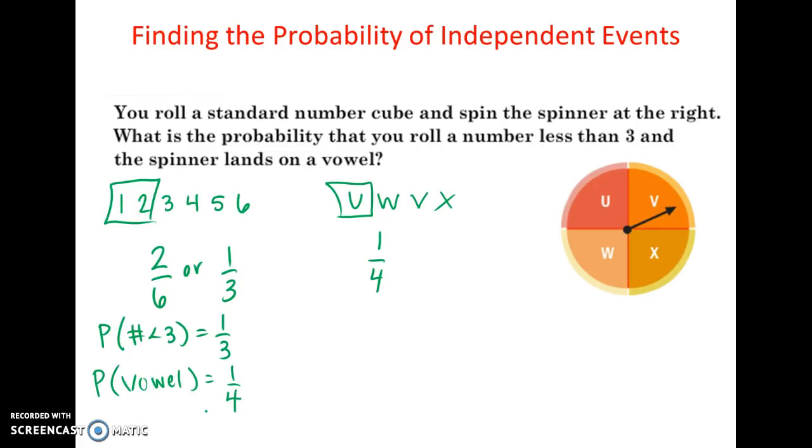So if I want to know what's the probability that I roll a number less than 3 and then land on a vowel, you're going to take 1/3 times 1/4, and you're going to get 1/12. So if you plug that into your calculator, you will calculate the percent. So this is approximately 0.08. So you have an 8% chance of rolling a number less than 3 and then spinning a vowel.